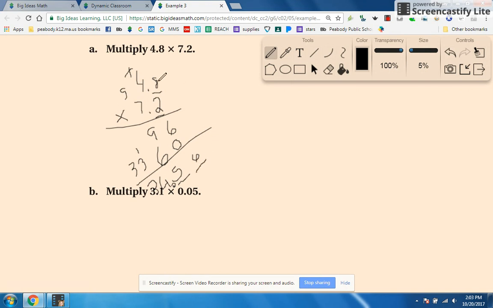So you count how many decimal numbers are to the right of the decimal. There's 1 here and 1 here. That's a total of 2. Okay, let me try B.